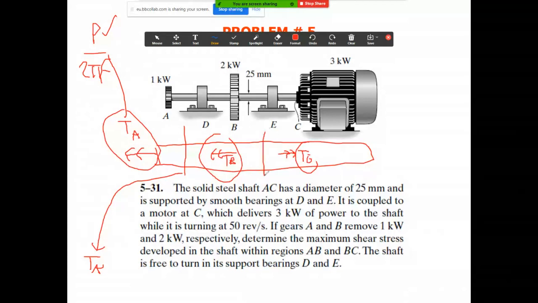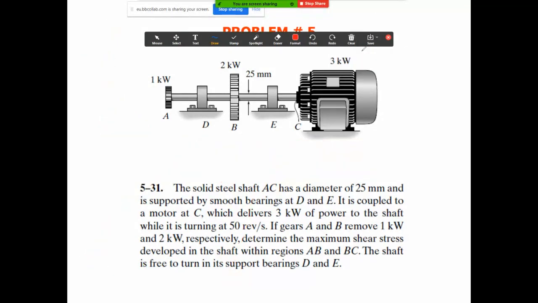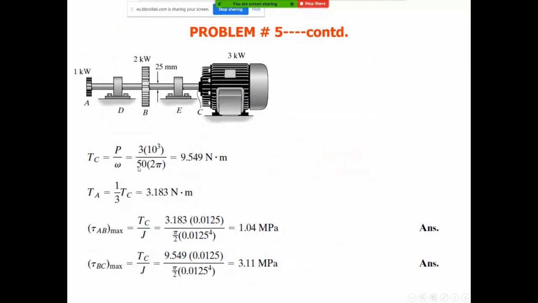What about here? Who can tell me what will be the torque here that will be used to find the shear stresses? It will be 3, exactly. 3 as a power, but we need to convert it to what? To a torque, exactly. So you just find it like that. This is the torque at point C, which is based on this 3, okay?